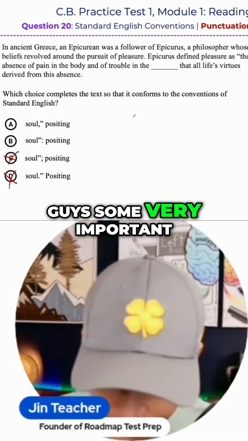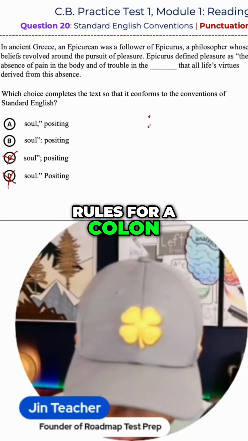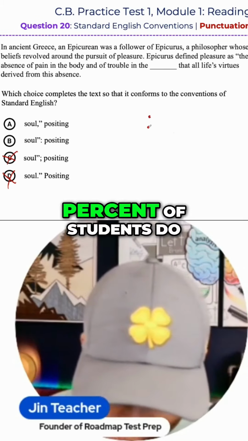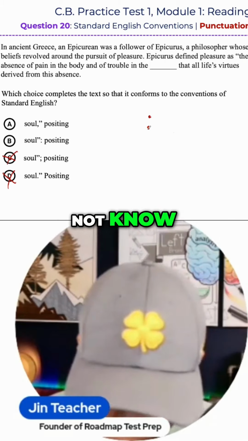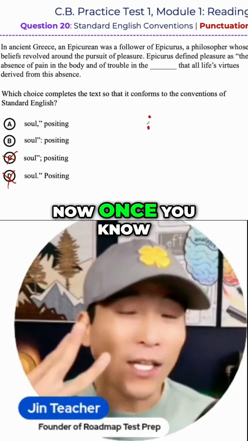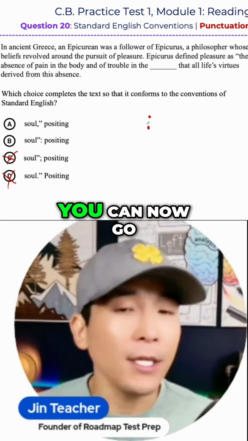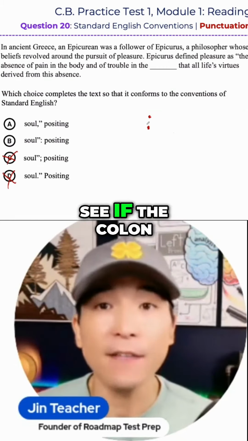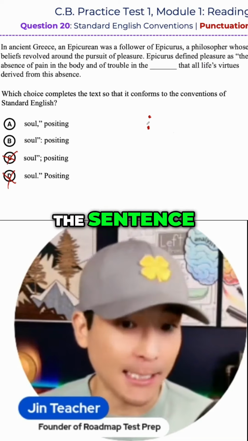I want to teach you guys some very important rules for a colon. So this is what 99% of students do not know. There's 3 rules for a colon. Now, once you know these 3 rules for a colon, you can now go ahead and check to see if the colon is used correctly in the sentence.